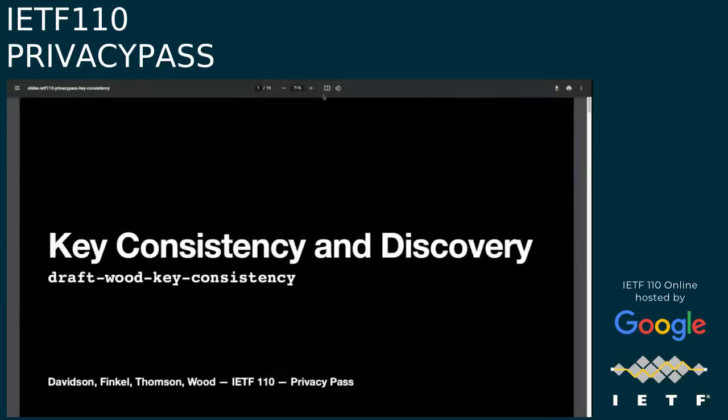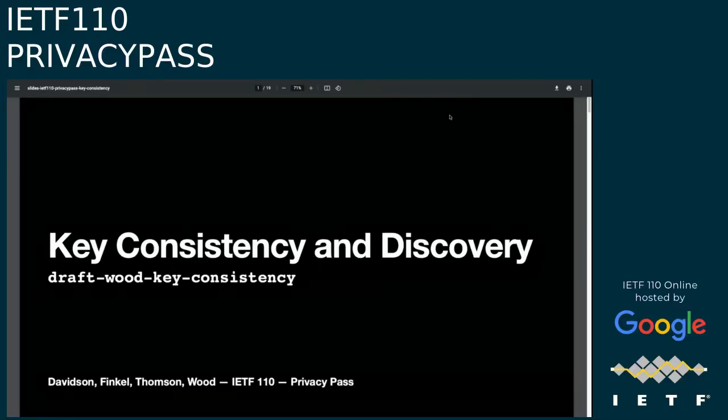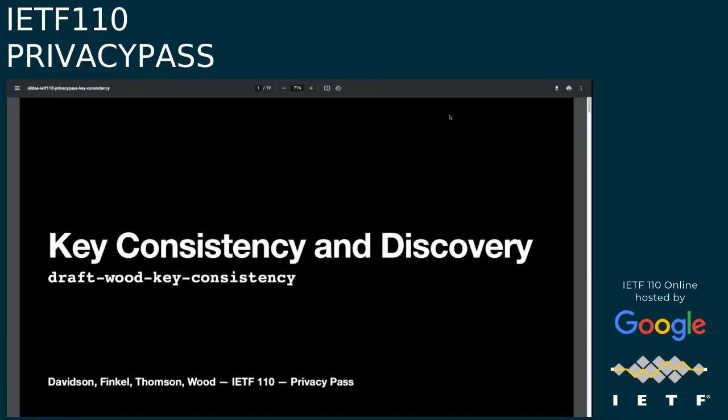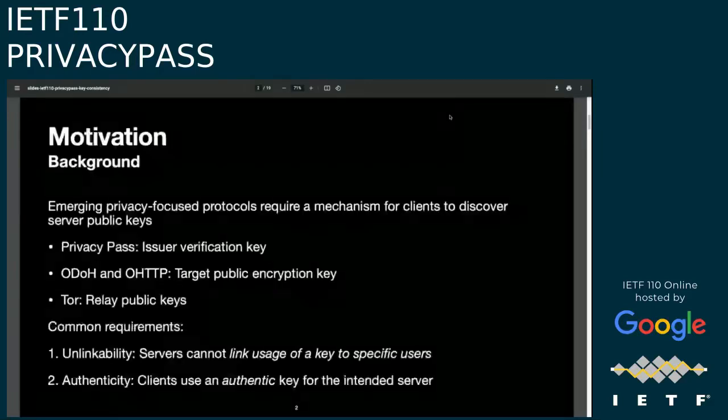Thanks. All right. So this isn't officially a document for this particular working group. It's sort of a document that applies generally to various protocols that are being looked at and worked on in the IETF, be it Oblivious DoH, Privacypass, and whatnot. But given that the topic of consistency of keys, correctness of keys, and discovery of keys is of importance to Privacypass, we thought it would be good to present here.